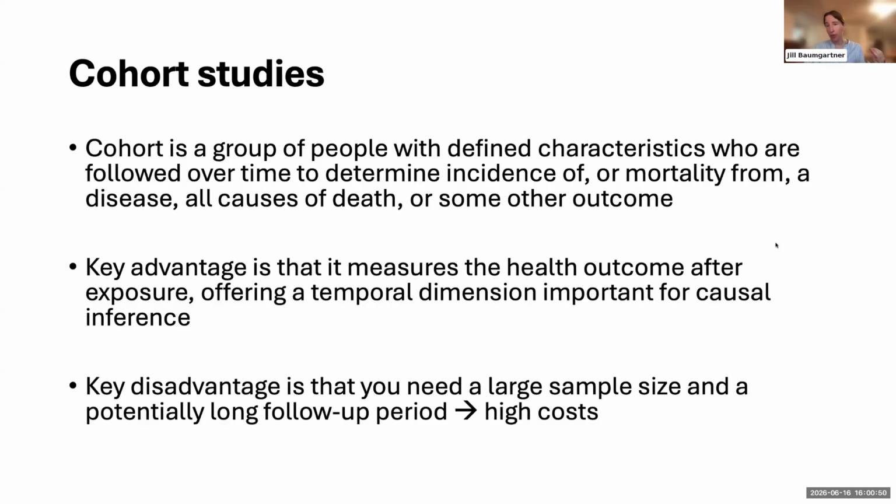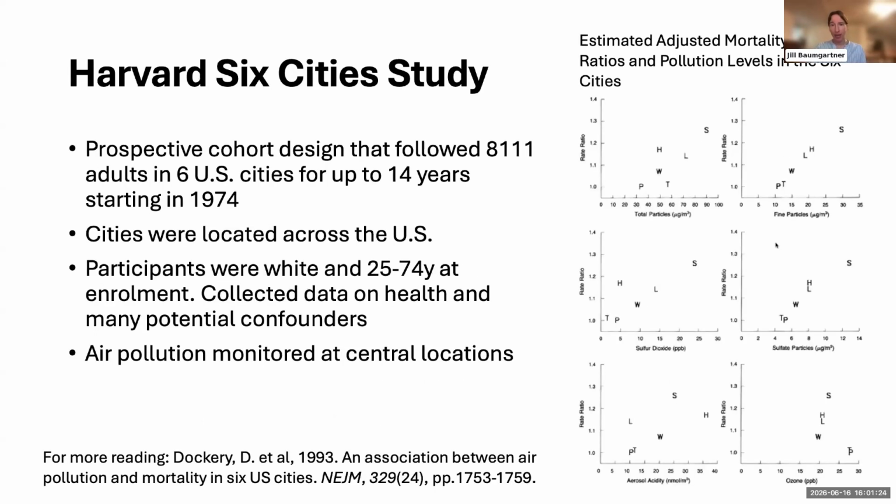So specifically, we know that exposure is happening before the outcome, right? That's really important for causal inference. If the exposure happens after the outcome, then the exposure cannot cause the outcome, right? But the challenge for this is you need a really large sample size. And for outcomes like the development of chronic disease or mortality, you have to follow them up for a really long period of time, and that can get very, very expensive to do. So there's high costs and high complexity to this type of study design.